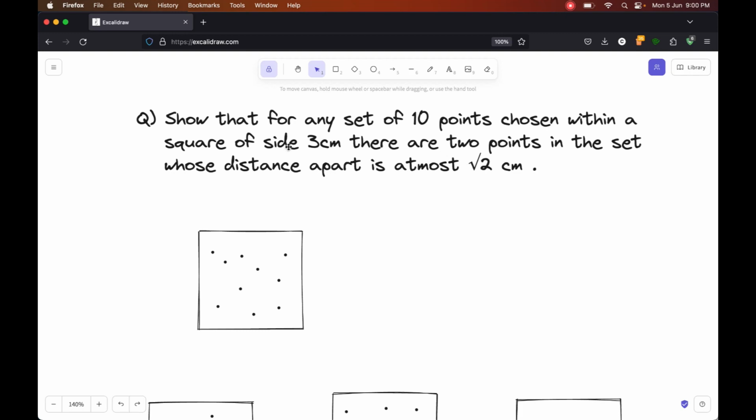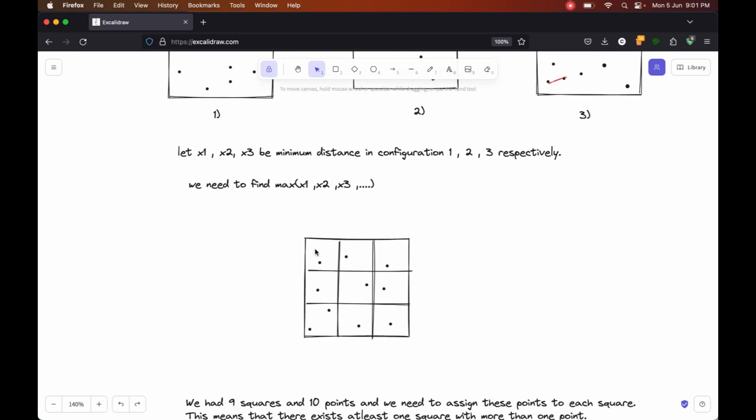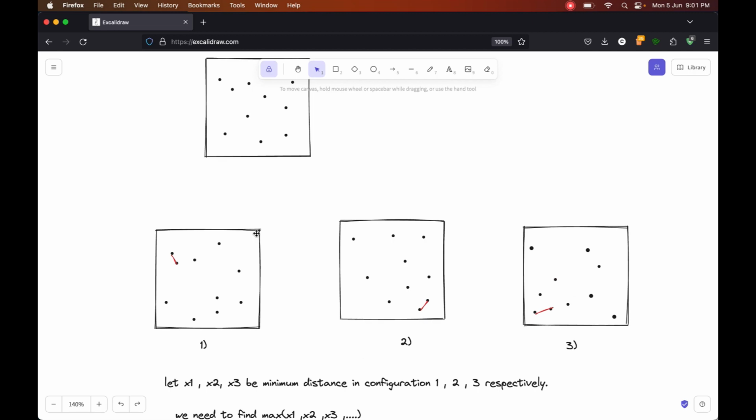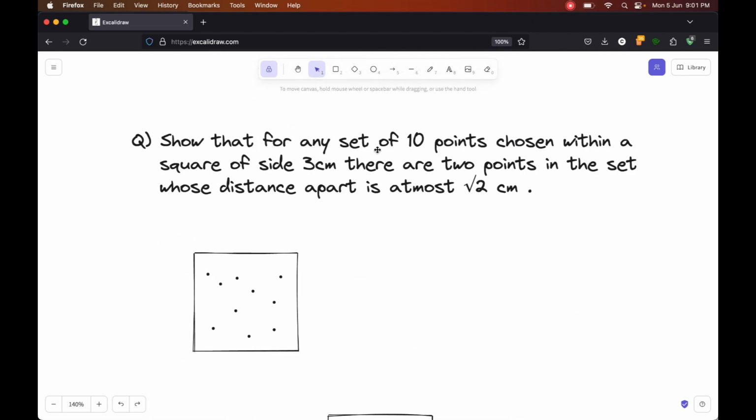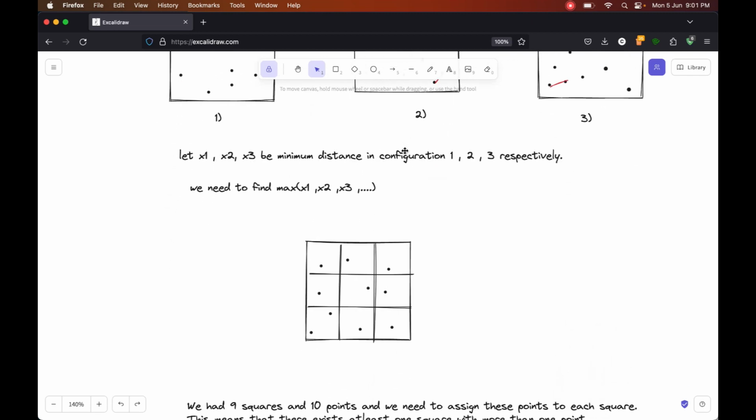Let's divide the 3 centimeter by 3 centimeter square into 9 squares of 1 by 1 centimeter. So basically we divided it into 3 by 3, right? Here each small box is 1 by 1 centimeters. See this, this is 1 by 1, this is 1 by 1, this is 1 by 1, so in total there will be 9 squares of 1 by 1, right? And we had 10 points. Now, as the question says, we are having 10 chosen points, and the clever idea comes here.